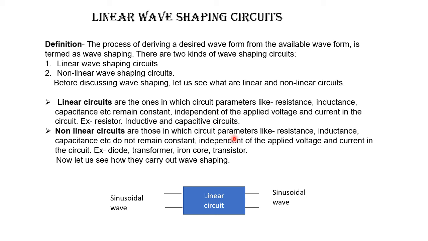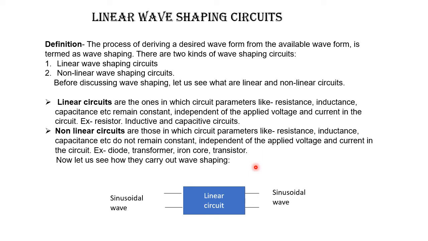Nonlinear circuits are those circuits in which the circuit parameters like resistance, inductance and capacitance do not remain constant and they vary with the variation in the applied voltage or the current through the circuit. Then they are known as nonlinear circuits. The examples of nonlinear circuits are diode, iron core transformer, transistor, etc. For these circuits, the relationship between current flowing and the applied voltage is not linear, but non-linear.